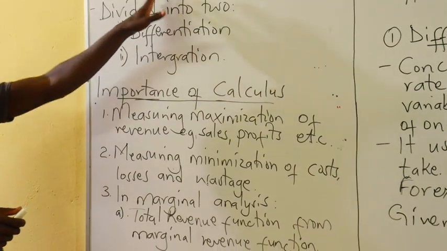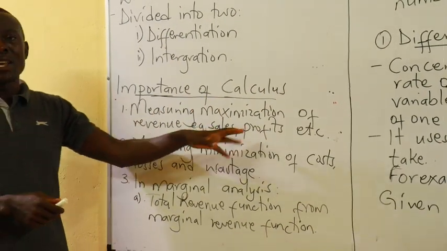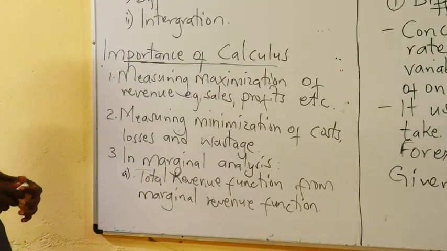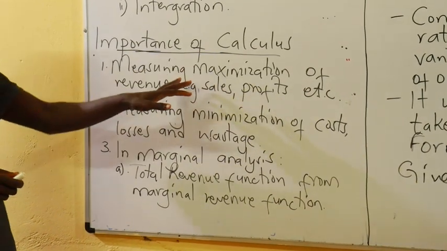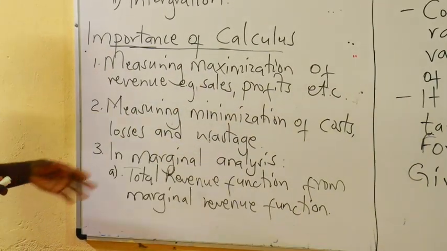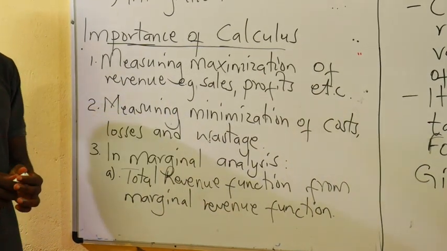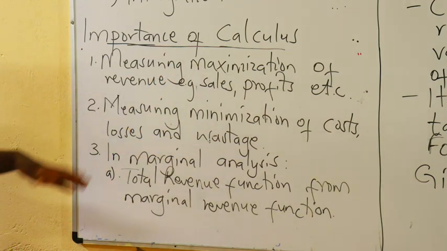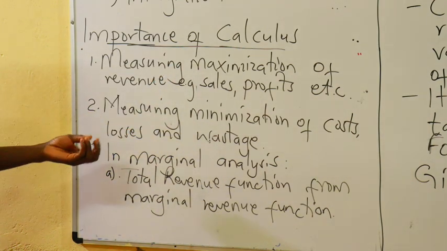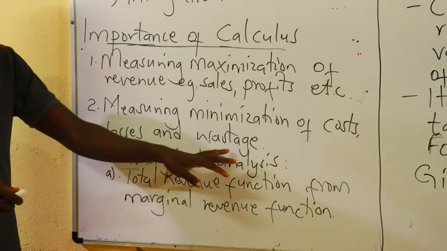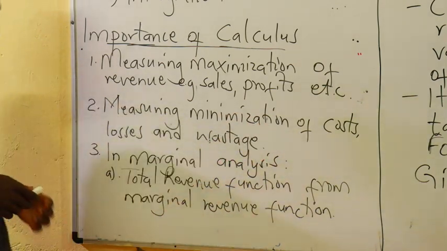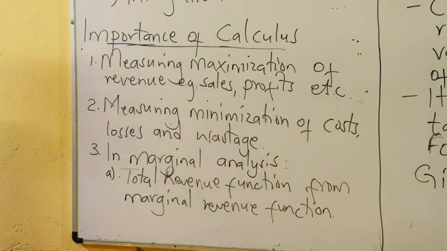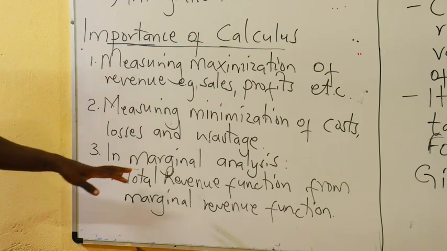The importance of studying calculus, and this simply refers to the areas where calculus is applicable in business operations, is, one, we use the knowledge of calculus to measure maximization of revenue, sales, profits, etc. When we want to know when we can maximize, then we use calculus. Then two, we also use the knowledge of calculus to measure the minimization level of costs, losses, and wastage. Normally in businesses, we aim at minimizing costs and minimizing wastage, and therefore we apply the knowledge of calculus. And then three, we also use calculus to do marginal analysis.